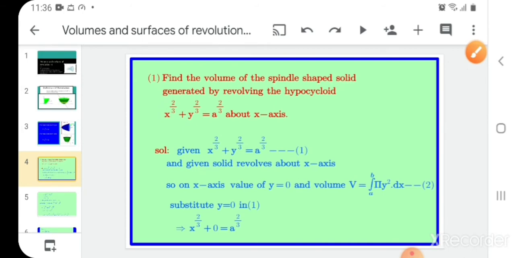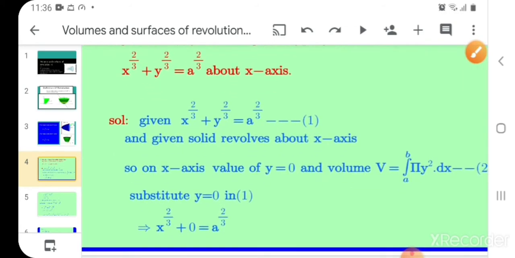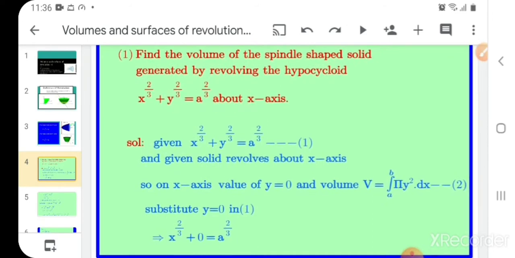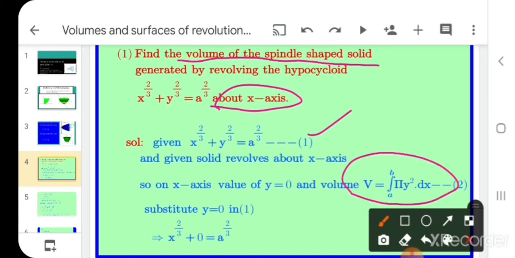See, what is the given equation? Hypocycloid. x power 2/3 plus y power 2/3 equals a power 2/3 is our given equation. This is equation number 1. And the curve revolves about the x-axis. If the curve revolves about the x-axis, which formula do we use to find the volume of the spindle-shaped solid? V equals integral a to b pi y square dx. Let this be equation number 2.